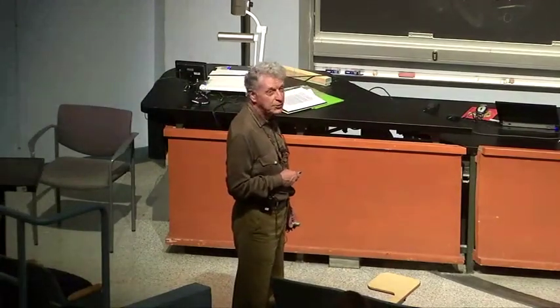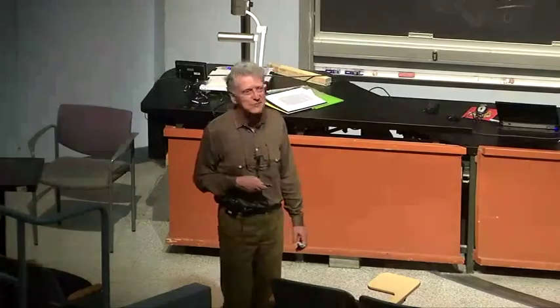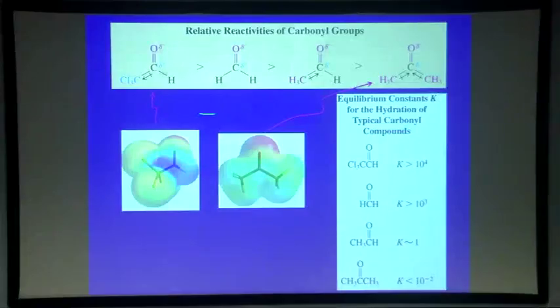Notice, however, there's a little quirk here. The OH will kill your Grignard, so you have to protect the OH as a t-butyl ether. But otherwise, aldehydes are more reactive. So then you go to formaldehyde, that's more reactive than this, and then when you put electron withdrawing groups in here, that's even more reactive.